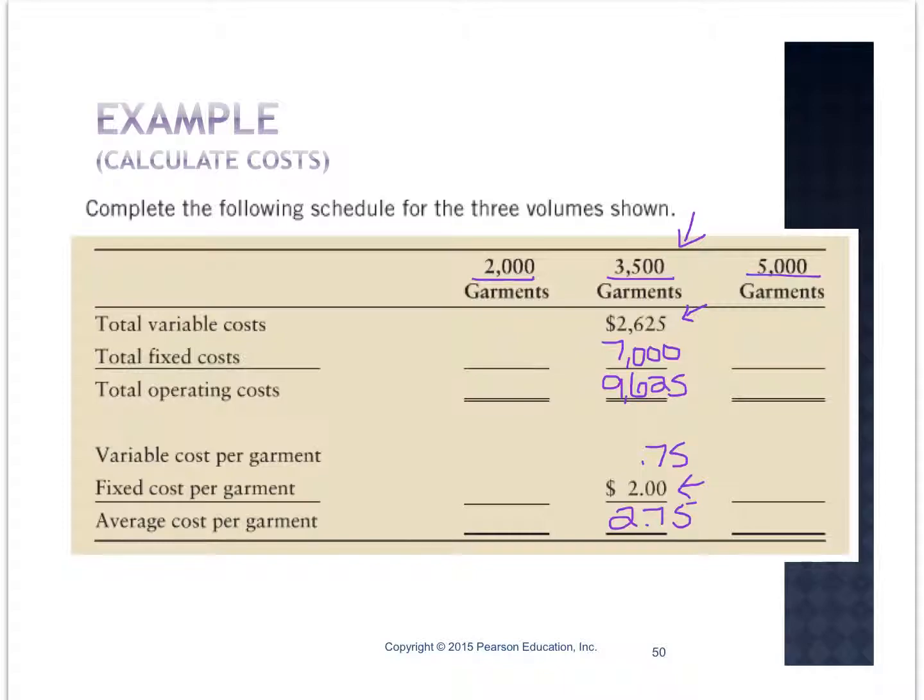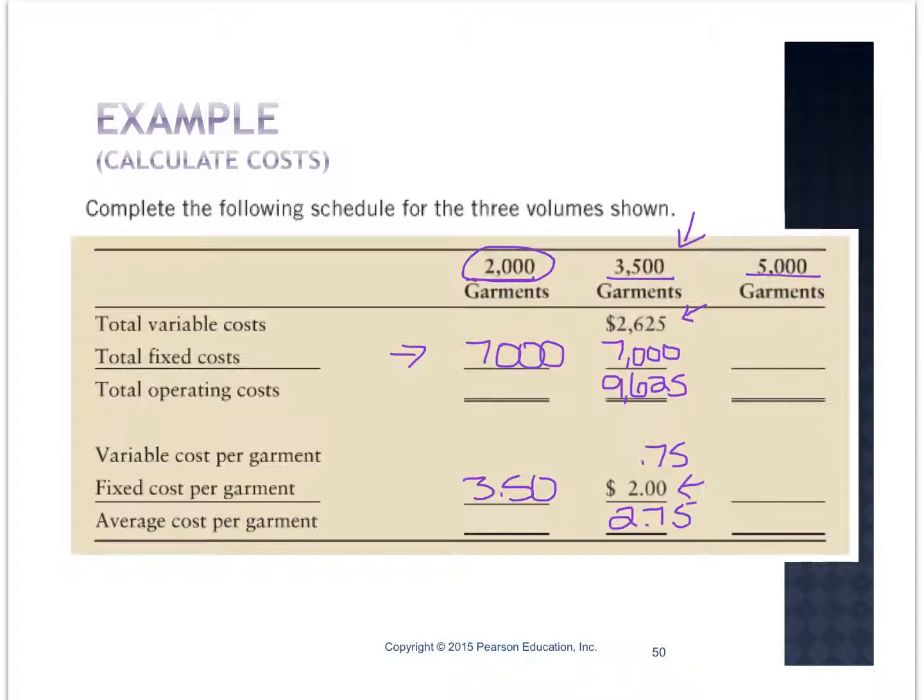Well, we're also going to project out costs at 2,000 garments and 5,000. So let's go with 2,000. Well, what do we know? We know that fixed costs are going to stay the same because we are assuming we're in the same relevant range. So fixed costs of 7,000 divided by 2,000 garments gives us a fixed cost per garment of $3.50. Now we would expect it to go up because that same fixed cost of 7,000 is being spread over fewer garments or fewer units.